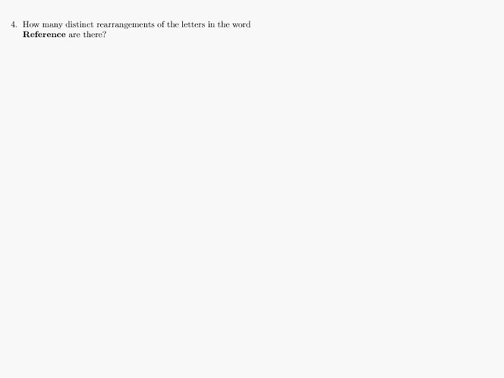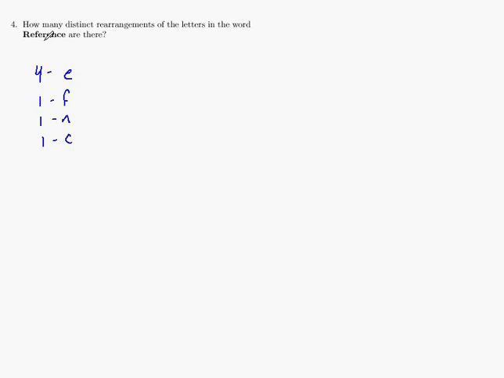How many distinct rearrangements of the letters of the word reference can be made? So we look at this and say, okay, we want to shuffle it around. Now we notice there's a lot of repeats here. So we notice that we have 1, 2, 3, 4 E's. We have 1 F, 1 N, and 1 C.